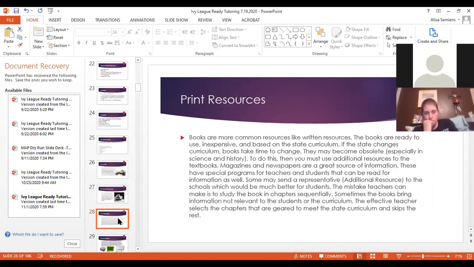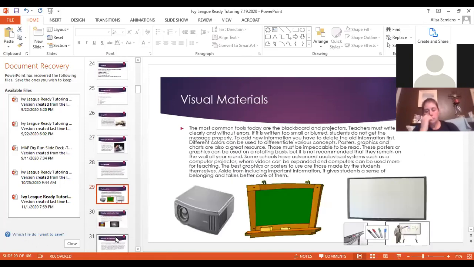So print resources. I'm a teacher at heart, so what I do, I paraphrase and move on. But you're more than welcome to read along. So with print resources, that's just saying, you know, books are common resources for print, magazines, newspapers, they're all great sources of information as well, especially within the classroom, right? And books bring very relevant information, especially with research papers.